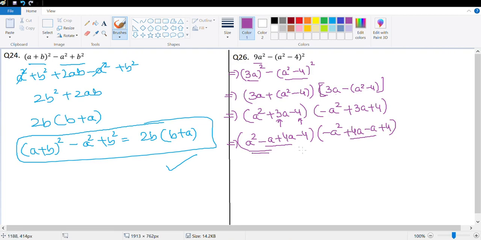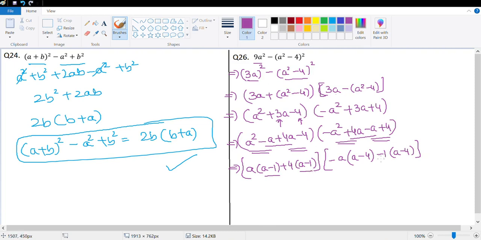Let's group it the way I have underlined now and see what we get. So a times a minus 1 plus 4 times a minus 1. That's our first big bracket. In the second one, let's take negative a common. What I get is a minus 4. Again, let's take negative 1 common. What I get is a minus 4. In the first bracket, a minus 1 is common. In the second bracket, a minus 4 is common. So this becomes a minus 1 times a plus 4, and a minus 4 times negative a minus 1. So that's our final answer.